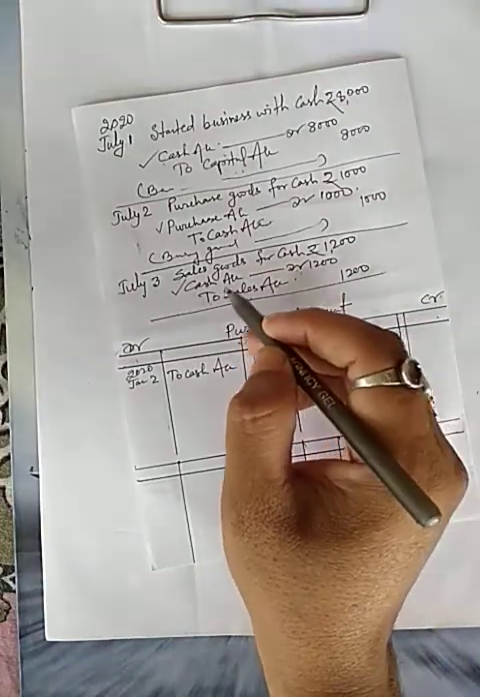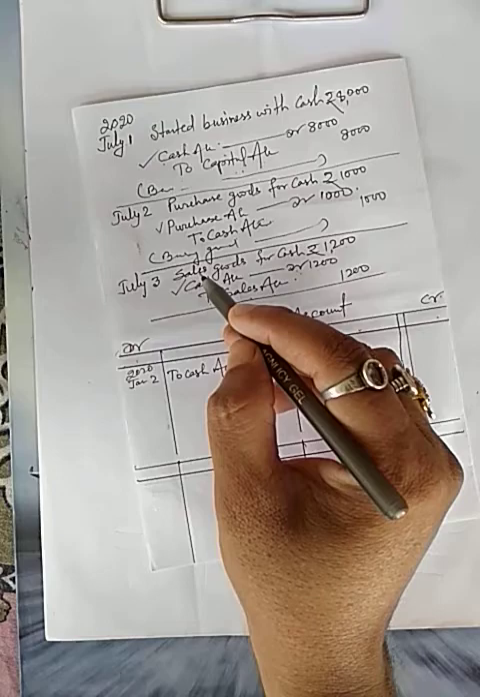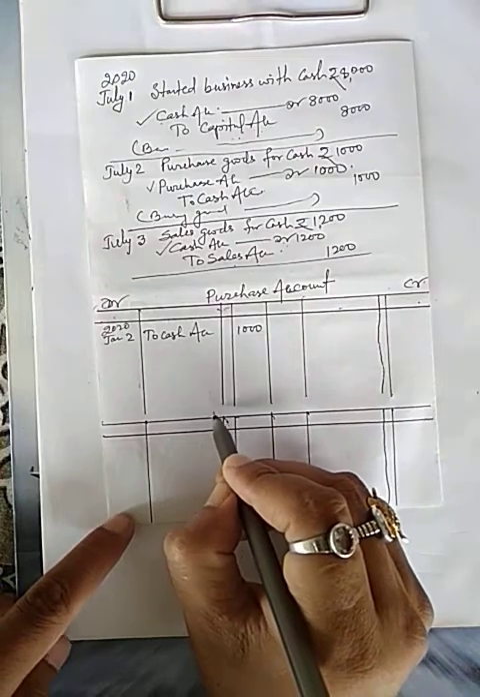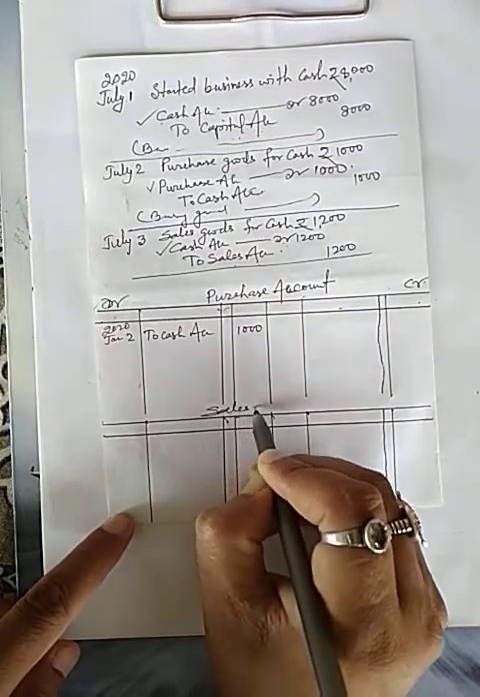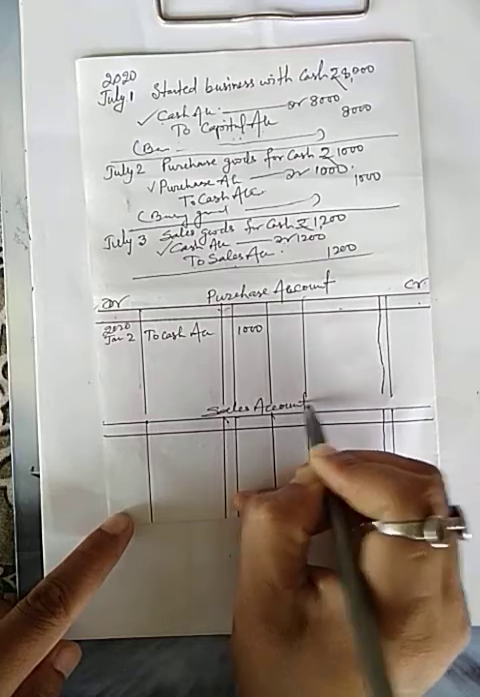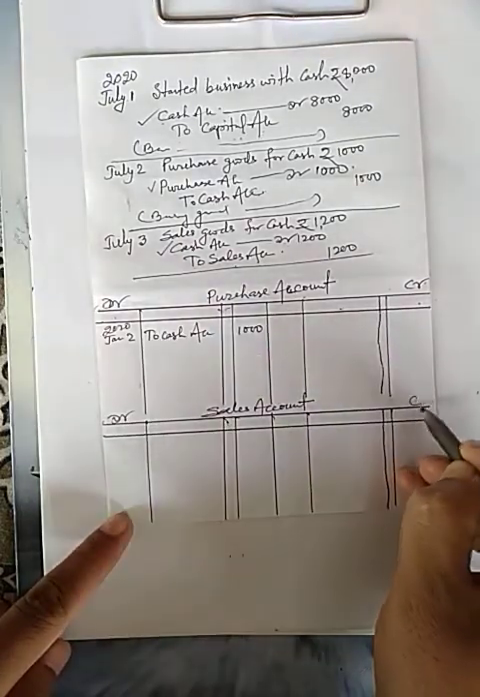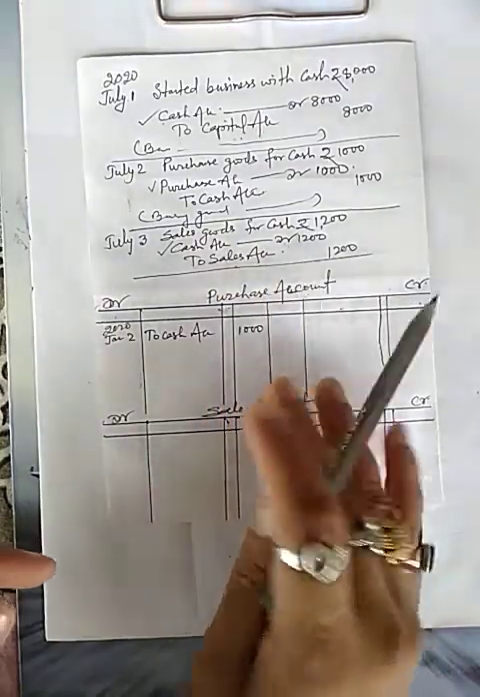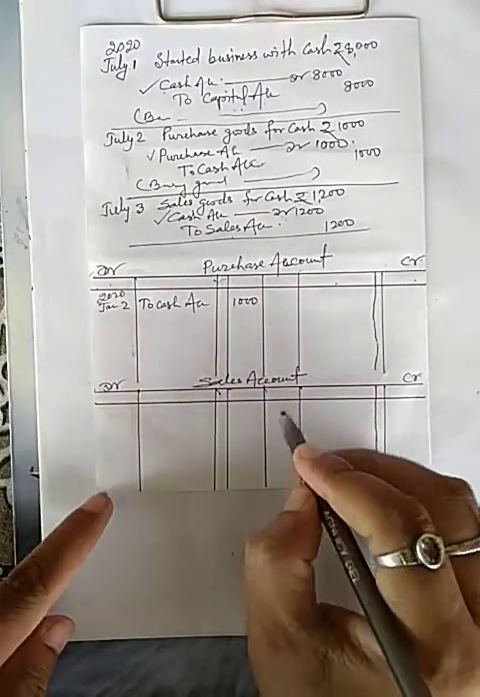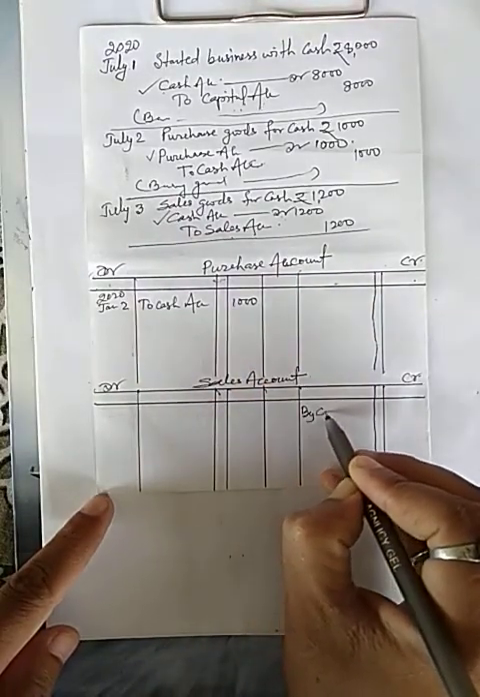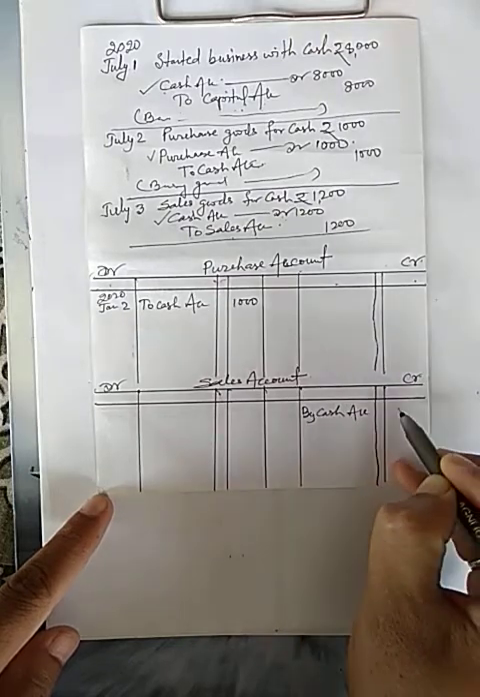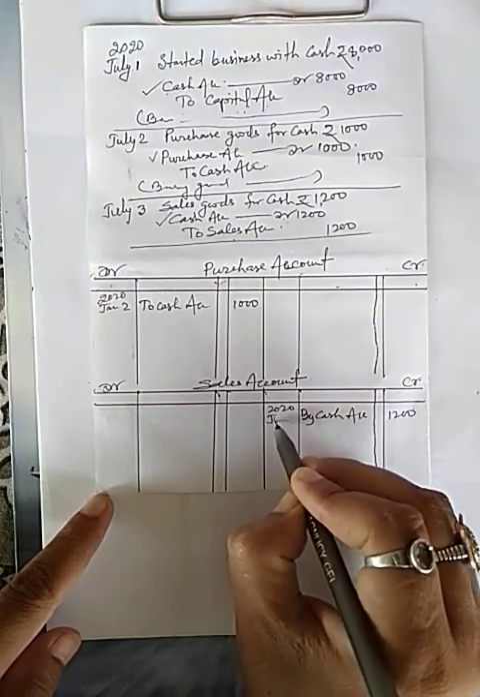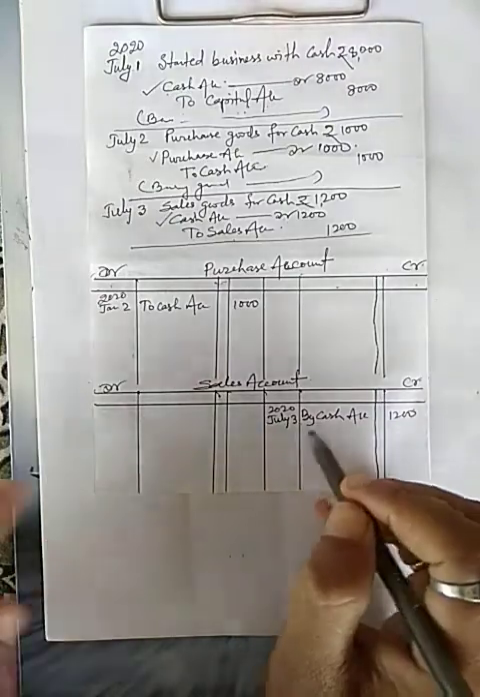Now credit side of sales account, it will be by cash account. Suppose this is sales account, debit side and credit side. In credit side of sales account, according to this journal entry, I will post by cash account 1200 on 2020 July 3.